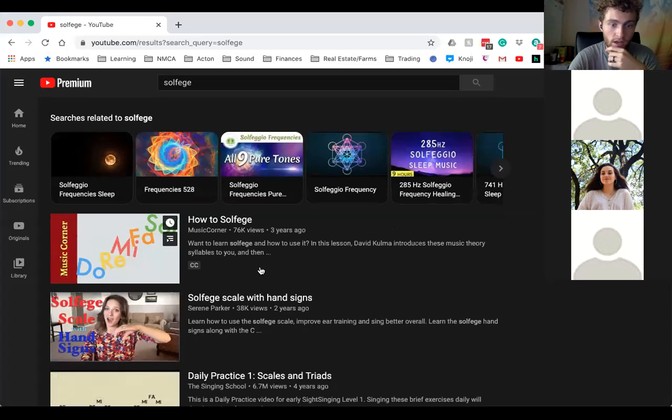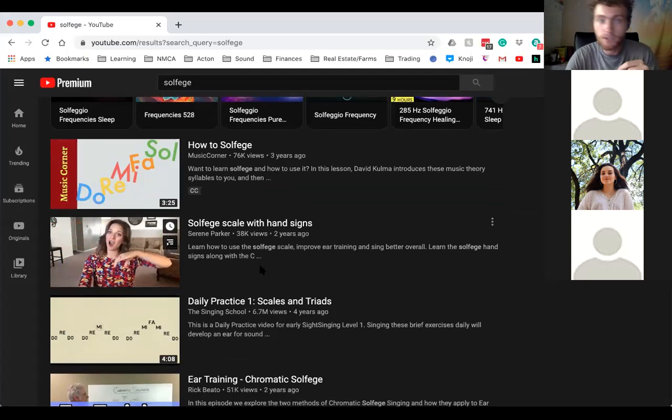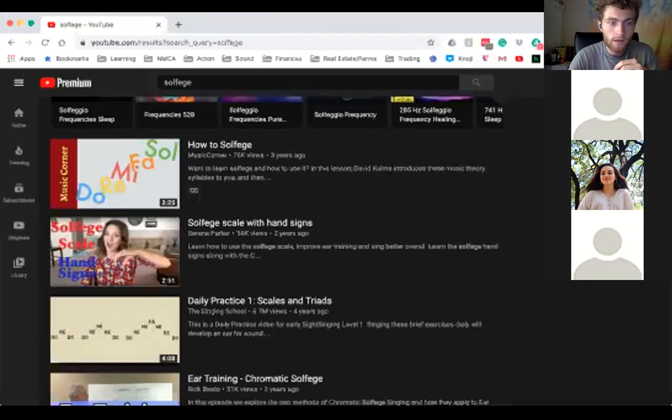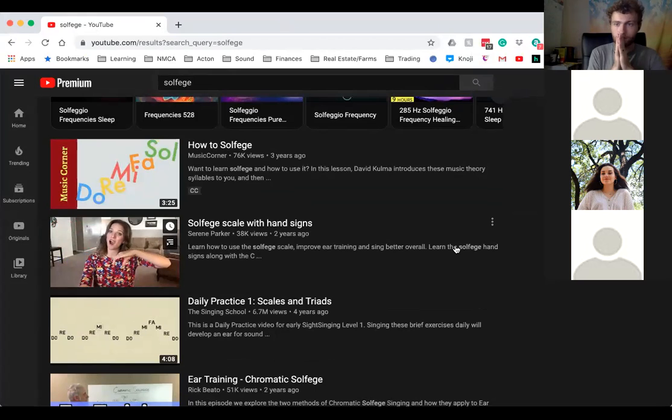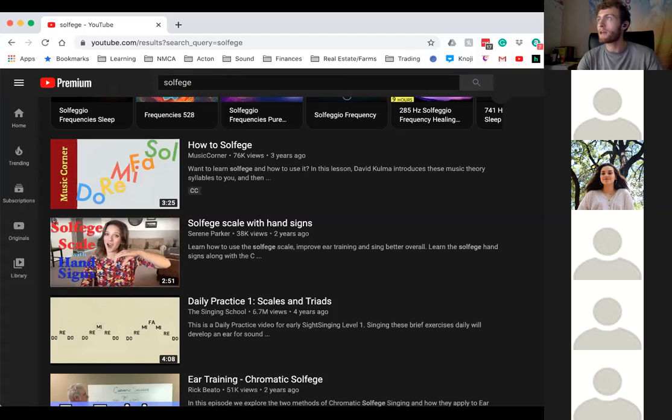How to solfege: the solfege scale with hand signs. If you're kinesthetic, similarly to when I asked if you were visual learners, how many of you would consider yourselves kinesthetic learners, meaning that in order to learn or remember something, you have to walk it out or come up with hand signs? You can learn the hand signs for solfege.